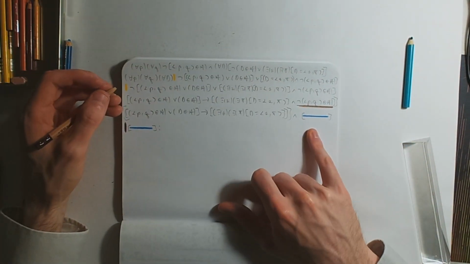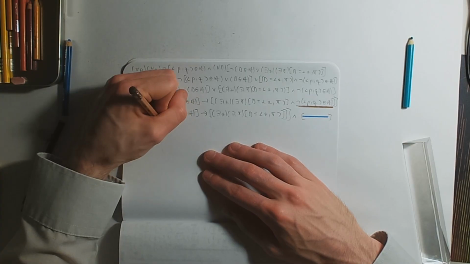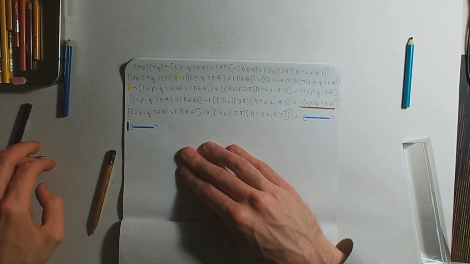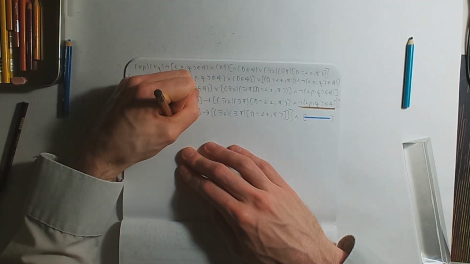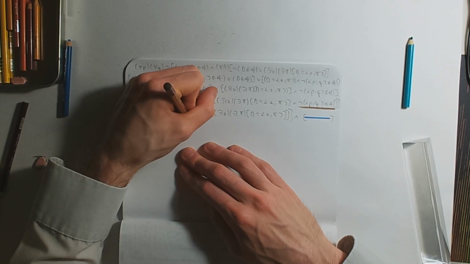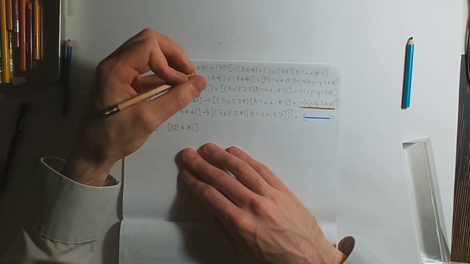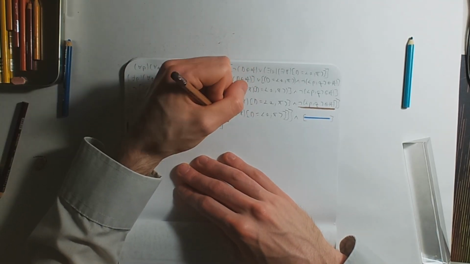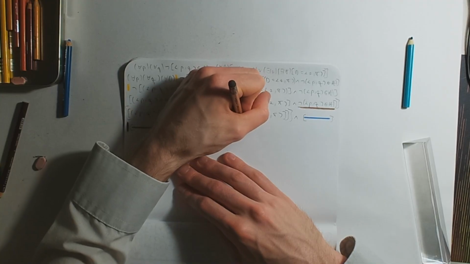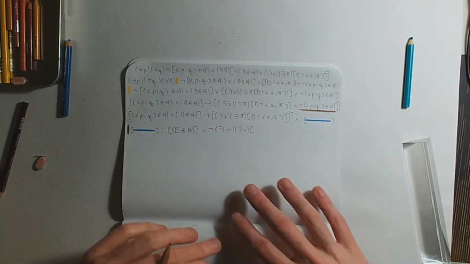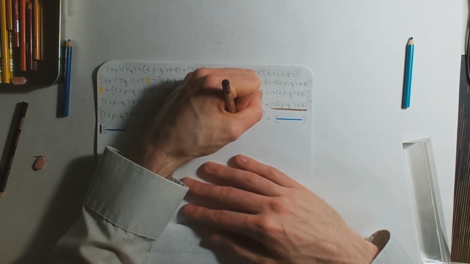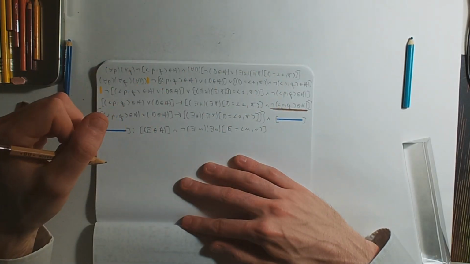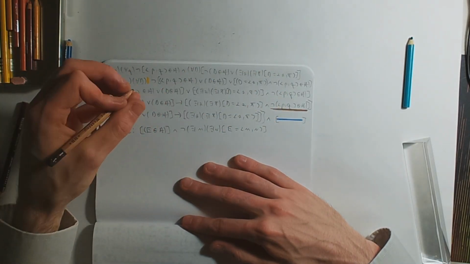So I'm going to say E is an element of A, and not, there exists an M and there exists an N such that E is equal to the ordered pair MN. Okay.